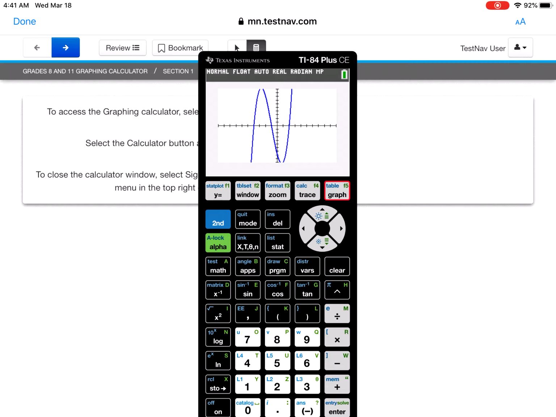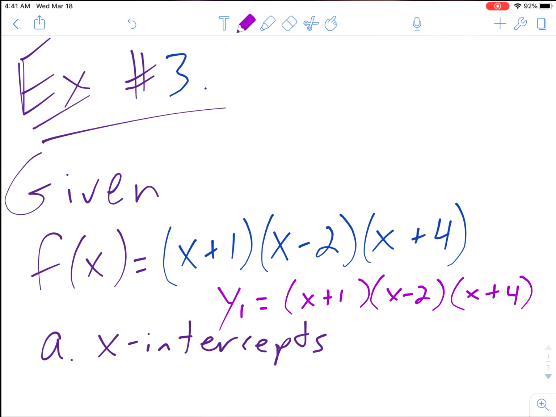Okay. So, it appears that we have 3 x-intercepts. We do. It crosses the x-axis in 3 places. So we're going to find those going from left to right. So this one, I don't even need the calculator for it. It's -4. I can tell you the middle one is a -1, and the one on the right is a +2. But you can confirm it with the calculator.